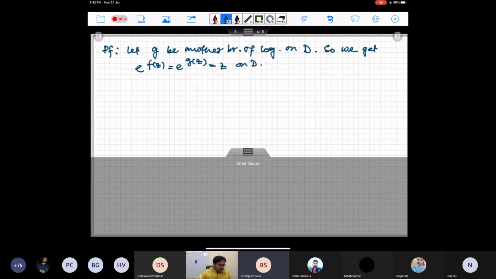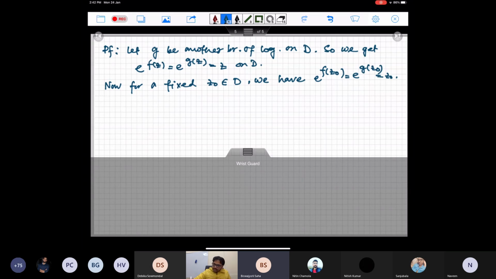Now I am going to fix one particular z naught, and write down the same identity. So for a fixed z_0 in D, we have e^{f(z_0)} equal to e^{g(z_0)}, which is of course equal to z_0. For any fixed z_0 this is true, so I am writing it for one z_0.